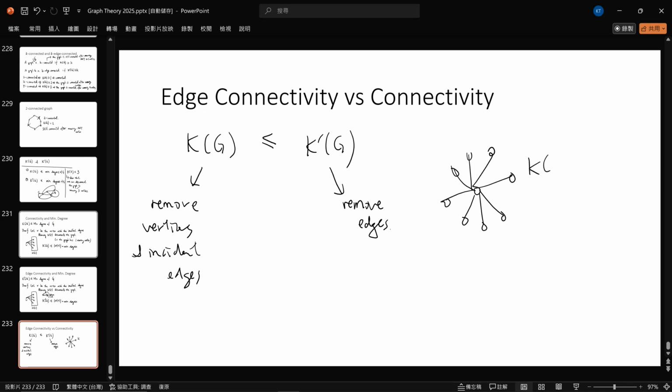So in this one, at least this example shows that they can be the same. Kappa G can be equal to kappa prime G. But in some graphs, kappa G can be strictly less than kappa prime G. That is, the connectivity can be strictly less than the edge connectivity.